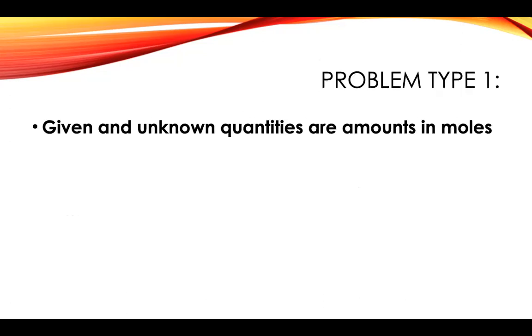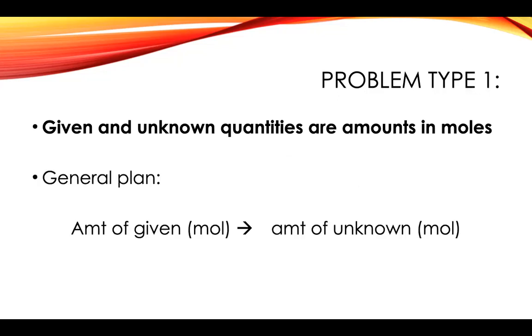Problem type number 1 is that the given and unknown quantities are in amounts in moles. So the general plan for that is the amount of given in moles, and you're going to calculate the amount of unknown in moles. This is going to be done using something called the mole ratio, which I'll talk about. Actually, I might as well talk about it now.